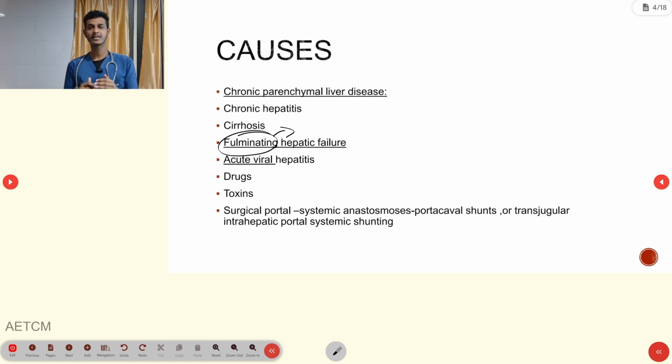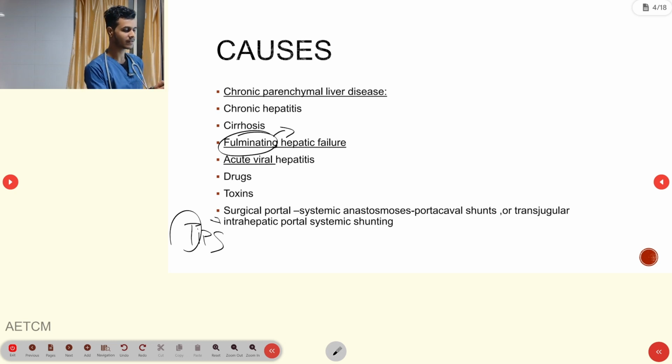So the form will be more severe, and the onset of the disease will be sudden. So sudden and then severe hepatic failure is also one of the causes. Acute viral hepatitis, hepatitis A, B, those are also causes for hepatic encephalopathy. Drugs and toxins, surgical portosystemic anastomosis. This procedure is called TIPS, that is transjugular intrahepatic portosystemic shunting.